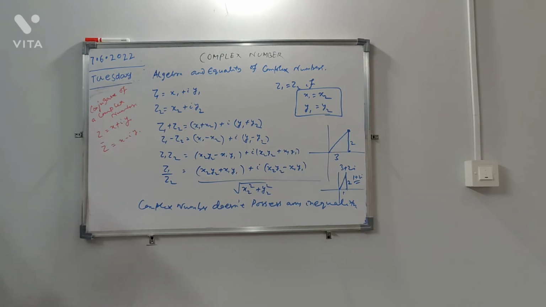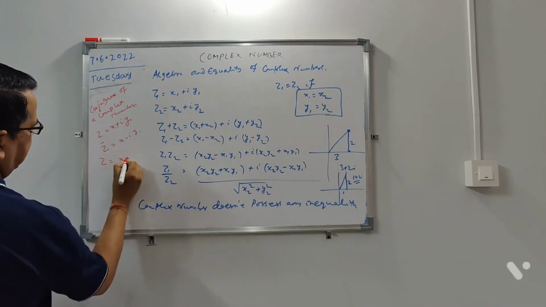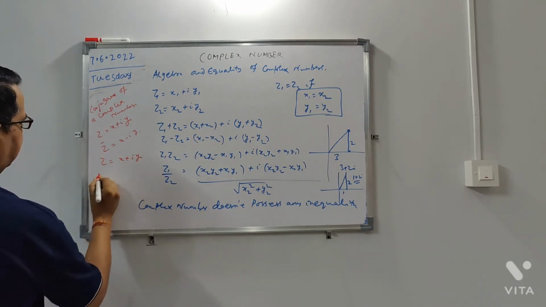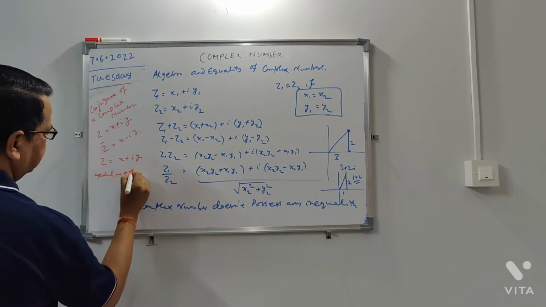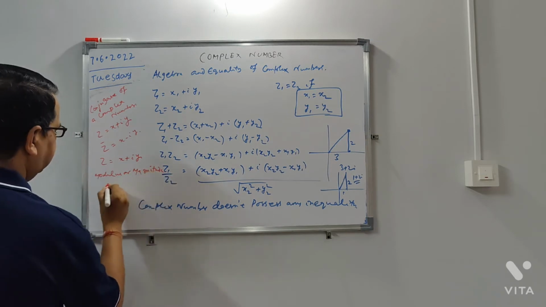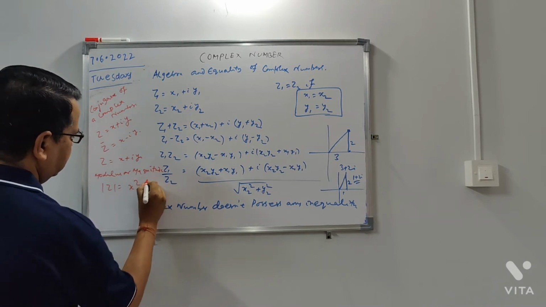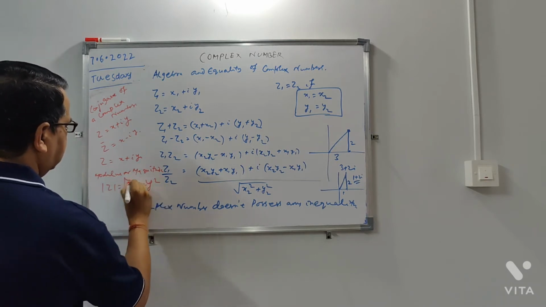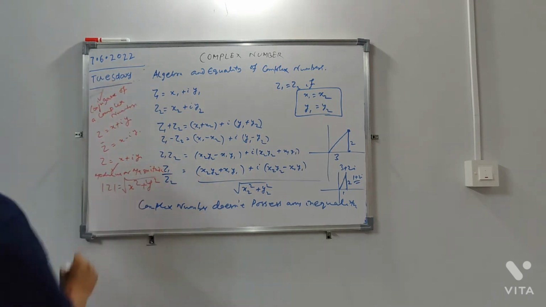And then what is the modulus or magnitude of a complex number? If z is equal to x plus iy, then my modulus or magnitude of z is equal to the square root of x square plus y square. So one is modulus, one is conjugate.